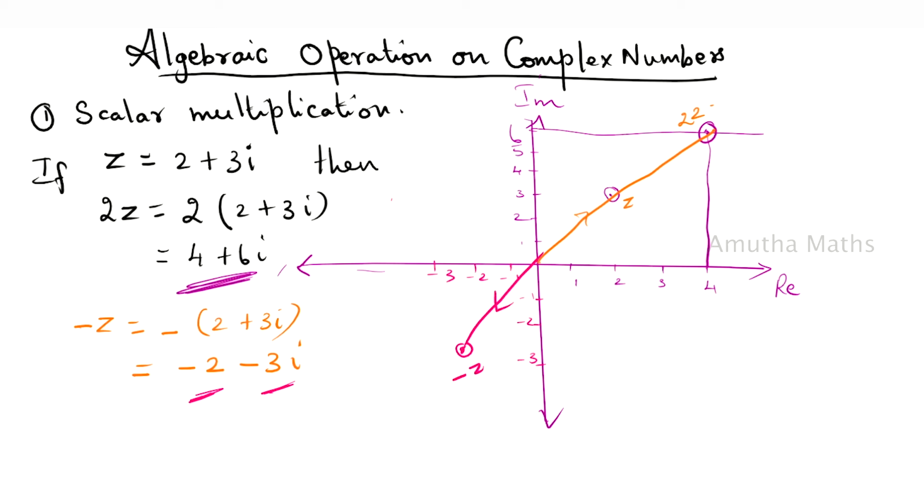அப்போ this is minus 2 comma minus 3. அப்போ z இங்க இருக்குன்னா minus z வந்து இதே length இங்க வந்திருக்கும். So இந்த z ங்கிற point actually 2 comma 3. அப்போ இதோட point minus 2 comma minus 3, அதோட opposite direction. Okay. Now we shall see how to add two complex numbers.